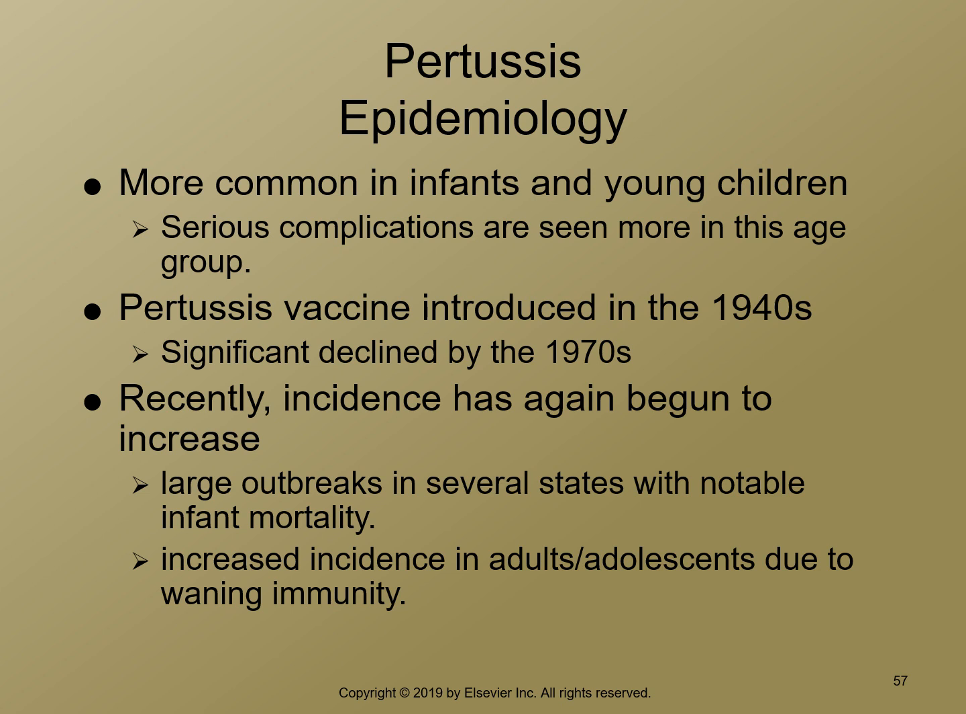After the introduction of a pertussis vaccine in the 1940s, the incidence significantly declined by the 1970s. However, in recent years, disease incidence has again begun to increase, including large outbreaks in several states with notable infant mortality and an increase in cases in adolescent and adult populations, most likely due to waning immunity. Older patients can also exhibit infections with milder manifestations of the illness, and this can go undiagnosed and also allow them to serve as reservoirs for transmission of the infection to susceptible children.